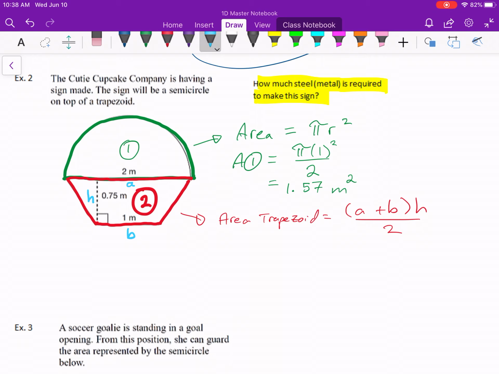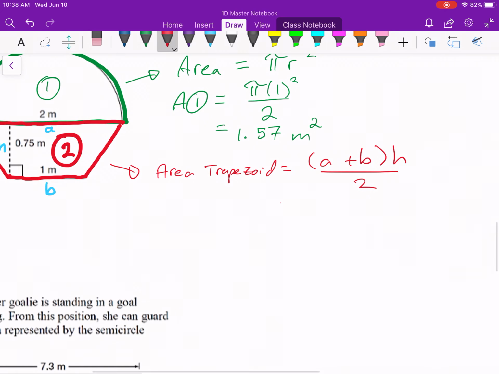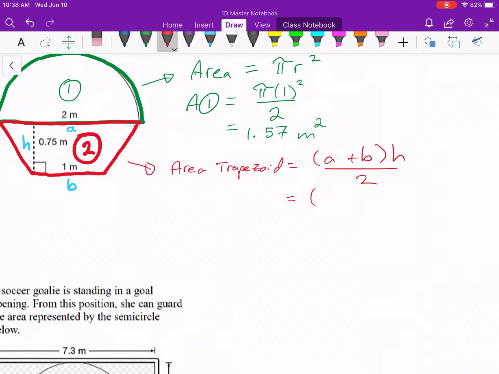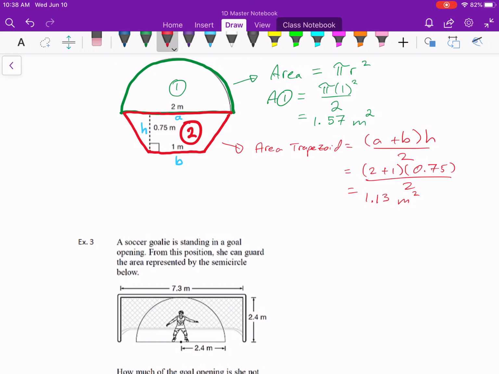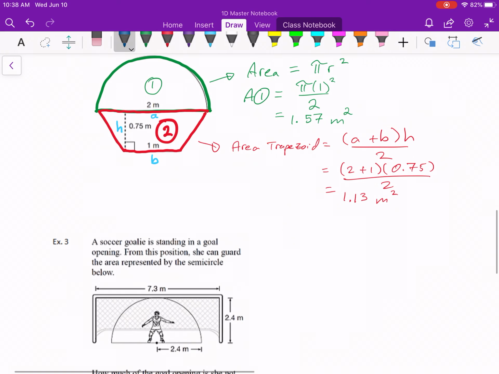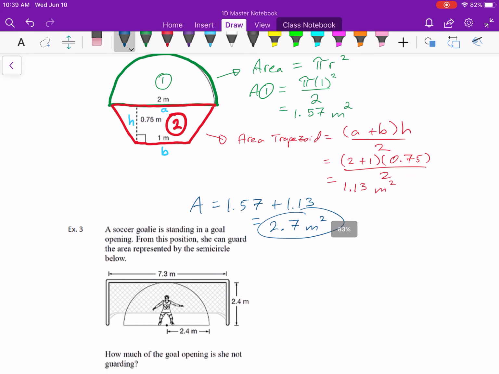That's how it goes. So to fill in these values, A was 2 meters plus 1 meter for B, times the height, which was 0.75, divided by 2. And when we put that all in our calculator, we get 1.13. And again, it's meters squared. And again, the total area is just going to be area 1 plus area 2. Don't forget, you should always put units down for area.